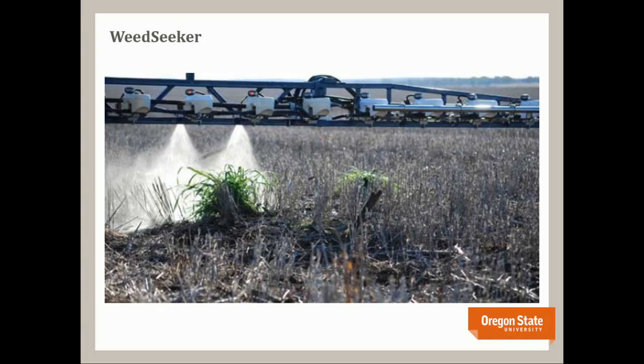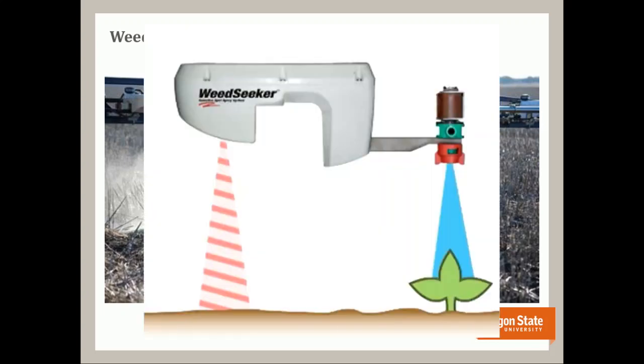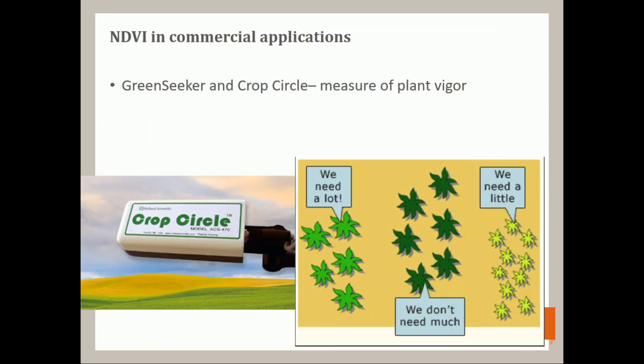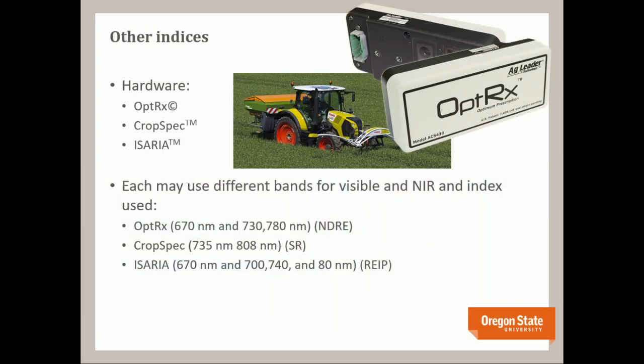Weed seeker is here. NDVI in commercial application: GreenSeeker and Crop Circle, measures of plant vigor. We need a lot, we need a little, we don't need much greenery. Other indices, hardware, OPT and RX CropSpec, and these are the different hardware. Each may use a different band for visible and infrared and index used.